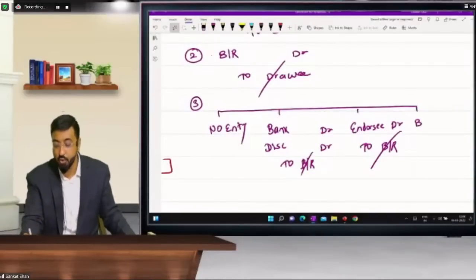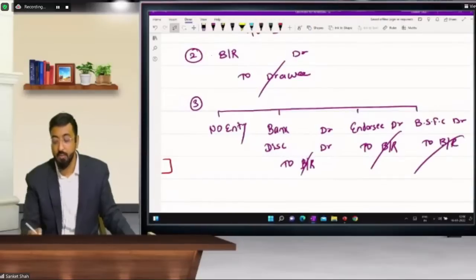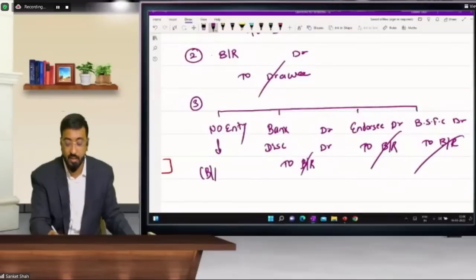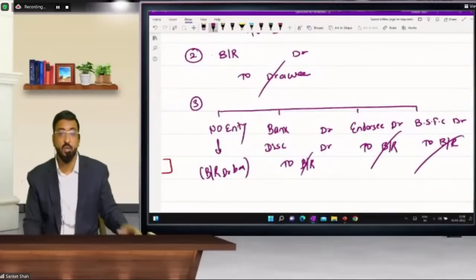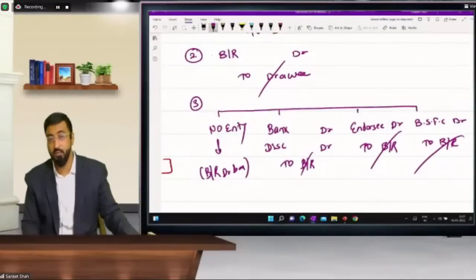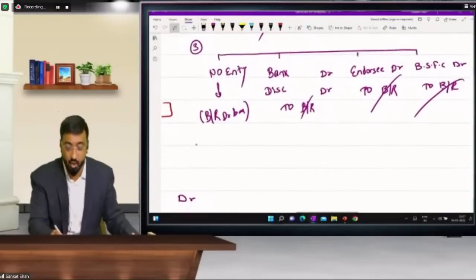And in the last situation, bill sent for collection account debit to bills receivable. Bill is not with me. So in this situation, bills receivable is showing debit balance. In other situations the bill is not with me: in the second situation, bill is with the bank; in the third, with the endorsee; and in the fourth, with the agent. So these are all entries in case of the third one.